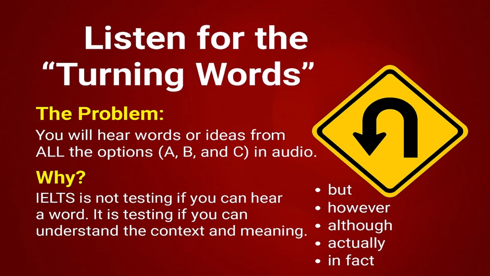Your secret weapon is listening for the turn. A turning word is a word or phrase that signals a change in direction in the conversation. Speakers will often mention a distractor option and then use a word like but or however to pivot to the correct answer. For example, they might say, "We were initially going to hold the event in the library," there's distractor A, "but we decided the main hall would be better for acoustics." There's the correct answer, B. These turning words are your golden key. When you hear one, listen very carefully, because the real answer is almost always about to follow.